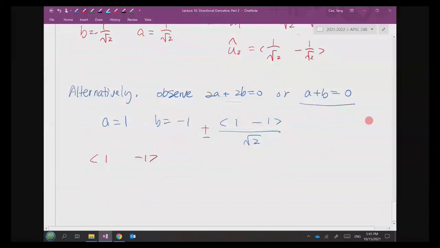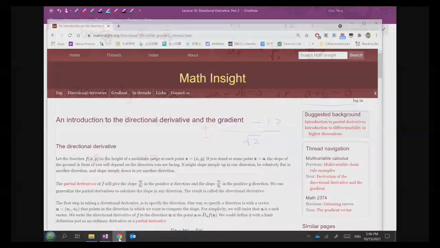Okay, so that's all about directional derivative. The expectation for directional derivative is that it's not too much about the computation, because you're going to be able to get the formula sheets in your final exam. It's more about understanding the meaning of a directional derivative, and the connection between directional derivative and the gradient vector.